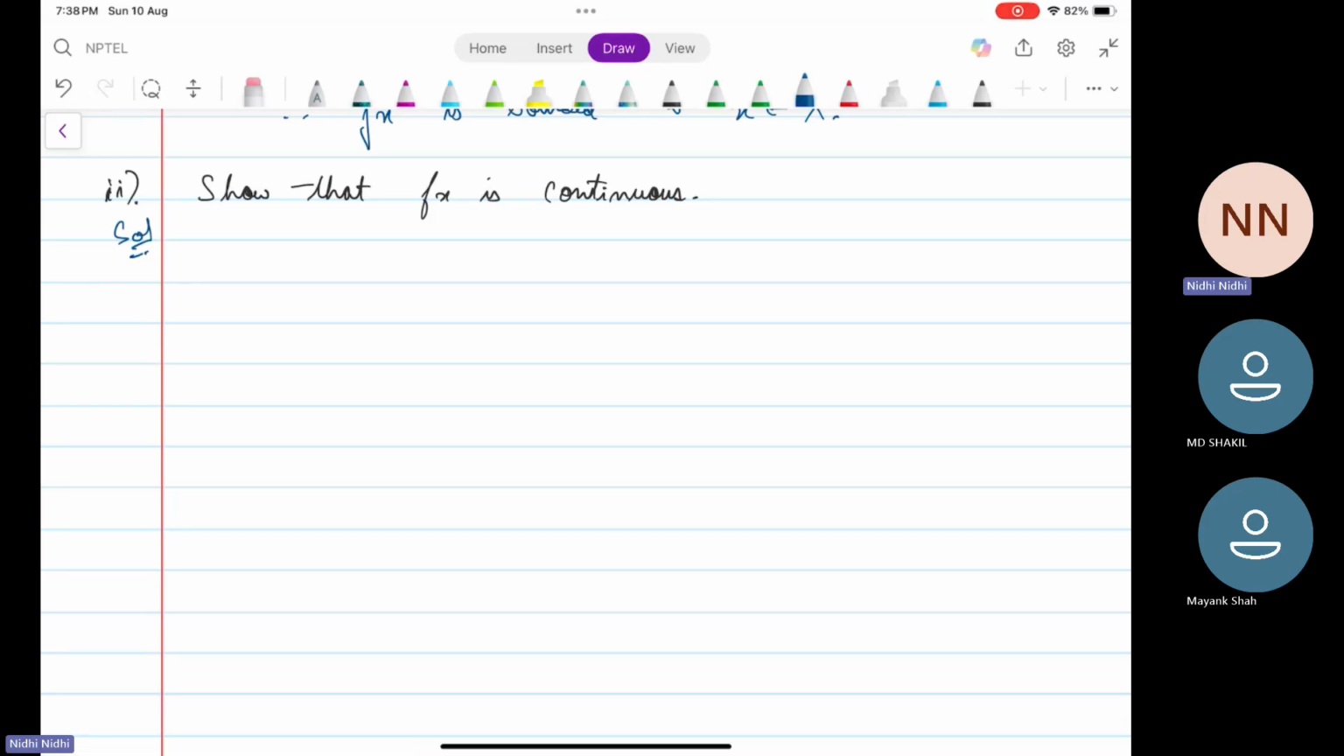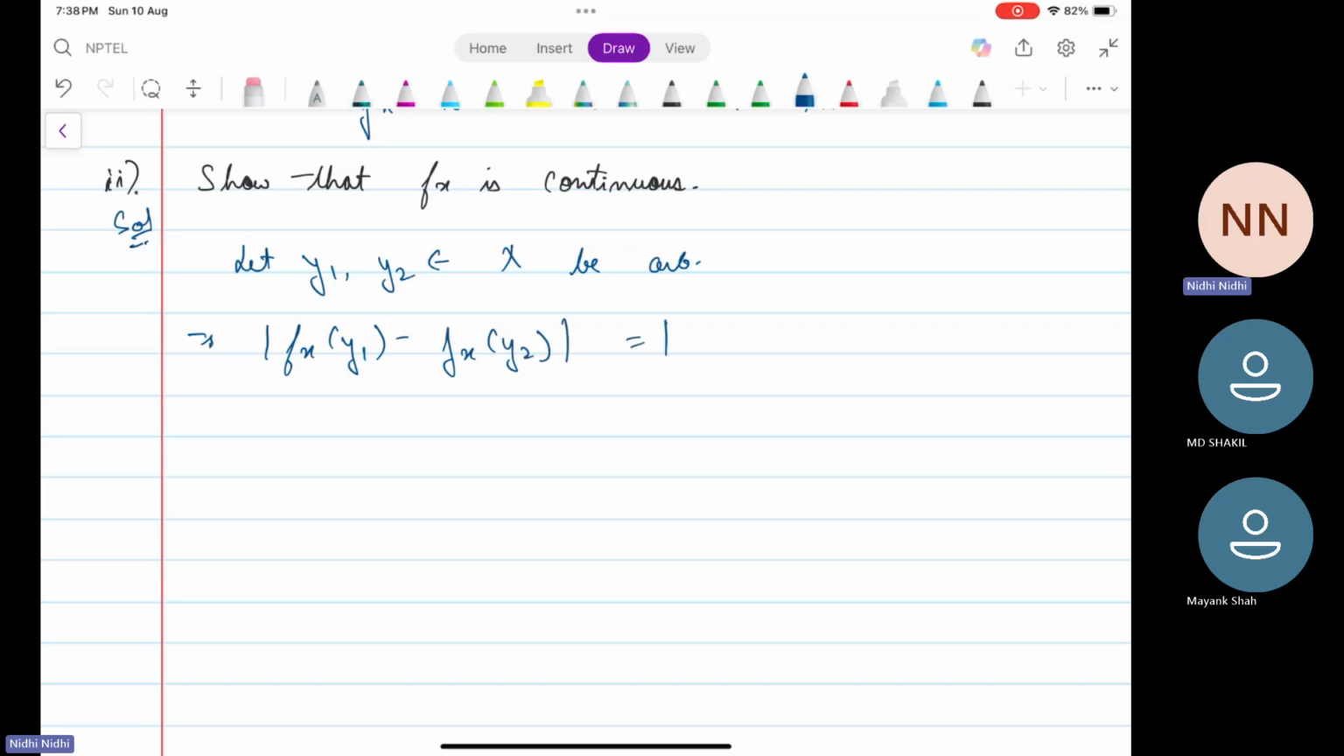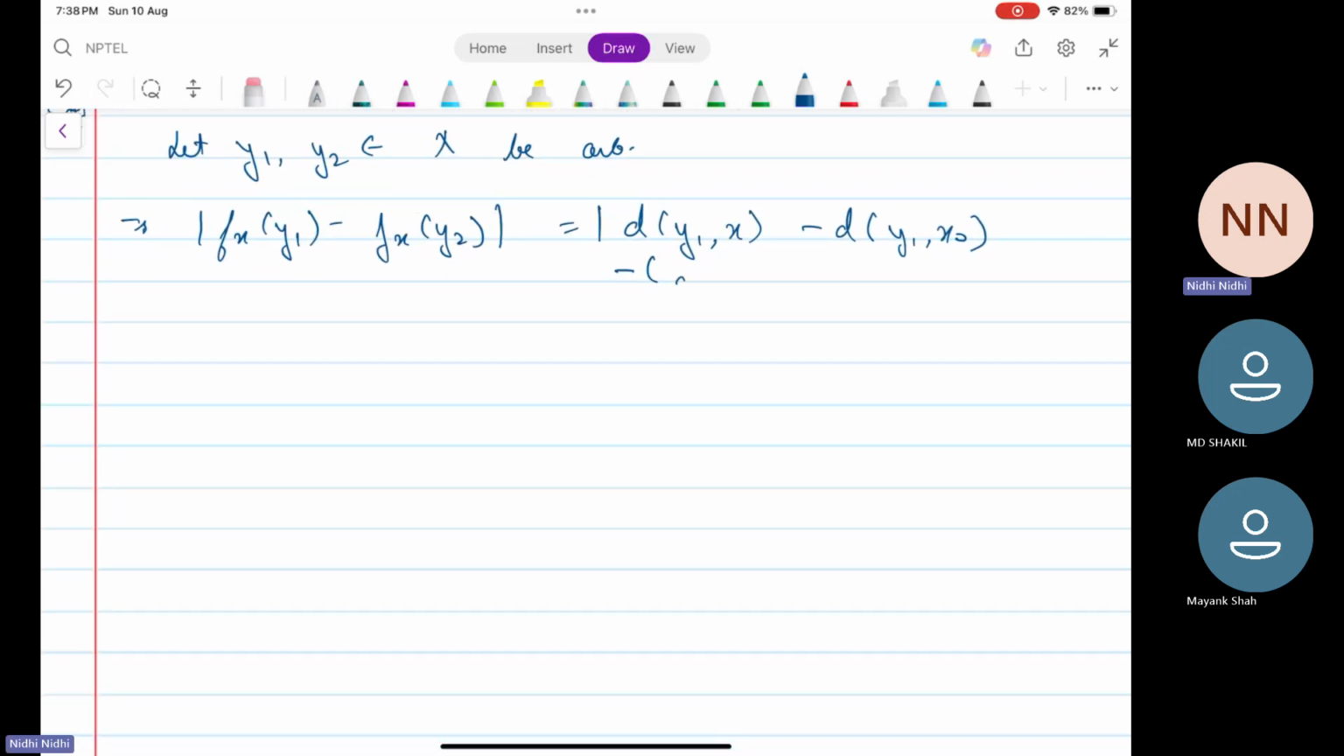In fact, we'll show that this is uniformly continuous. Let y1, y2 belonging to X be arbitrary. This implies |f_x(y1) - f_x(y2)|. This is equal to, by definition, |d(y1,x) - d(y1,x0) - d(y2,x) + d(y2,x0)|.